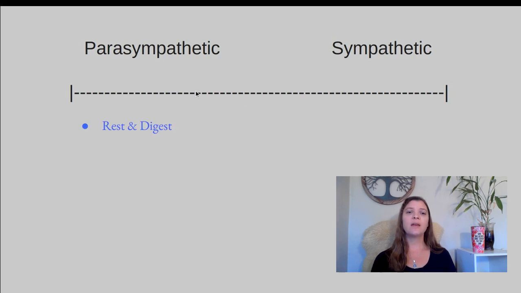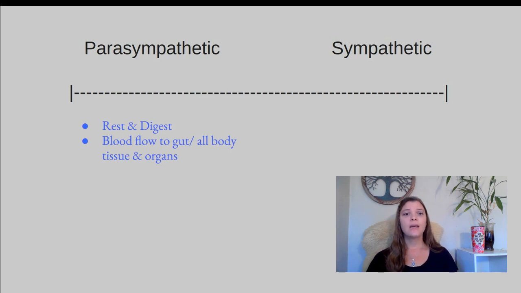Parasympathetic is going to be that rest and digest aspect of the nervous system. This is where a large majority of the blood flow goes to the gut and then gets to be distributed throughout all of the body tissue and the organs. There is a general softening of tissue in the entire body, specifically in the connective tissue.